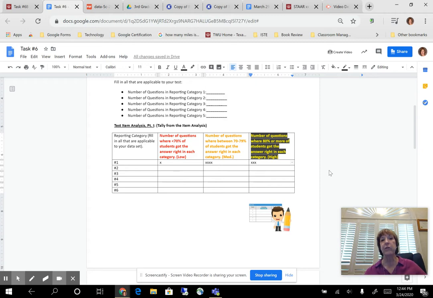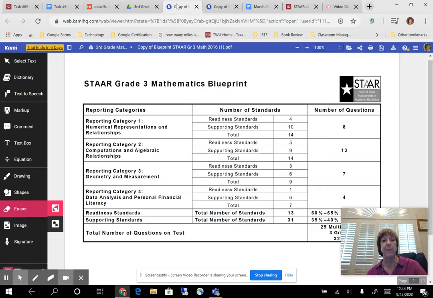All right. I need to check and make sure that I've done it correctly and I'm on task. So right here I have 8 questions in reporting category 1. So if I check back over on my reporting categories, there you go. There are 8 questions on the blueprint. We're correct. So you want to do that for each category. I know that's going to just excite you and you can't stand it, but there's a reason for it. Okay, so go ahead and complete that.